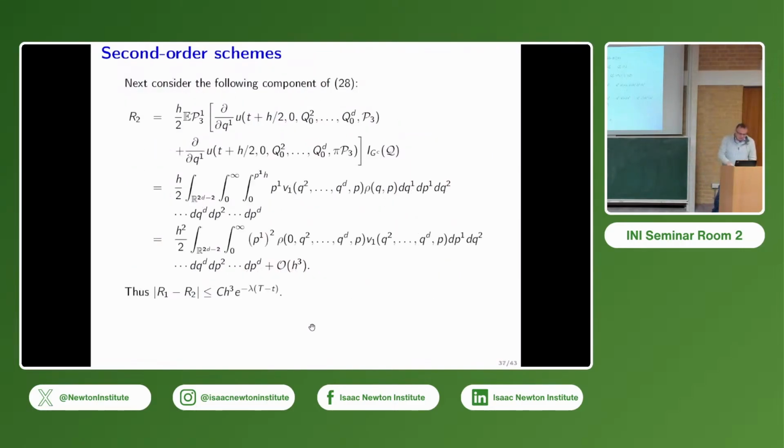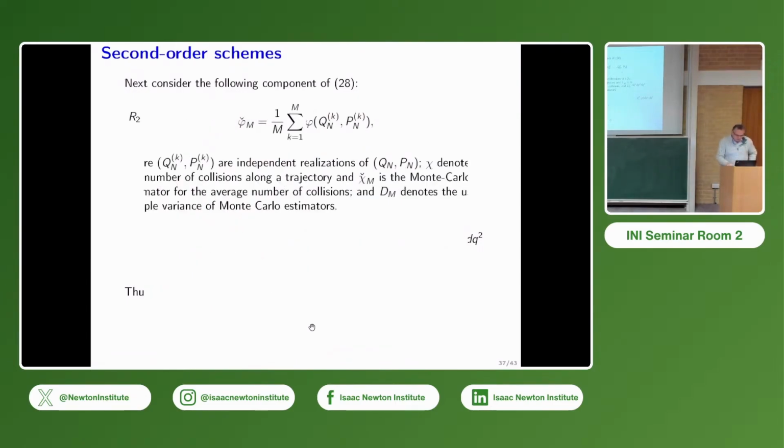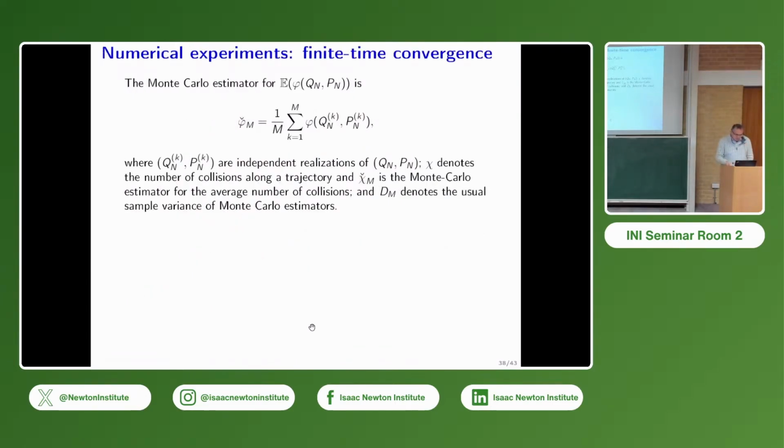And as you probably already guessed, for the other term, doing the same stuff, we arrive at exactly the same expression plus terms of higher order. And then we are getting the right order. So that's the justification for the second order schemes. I actually have time to show some experiments.